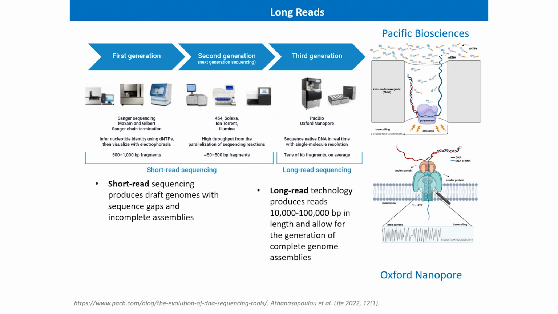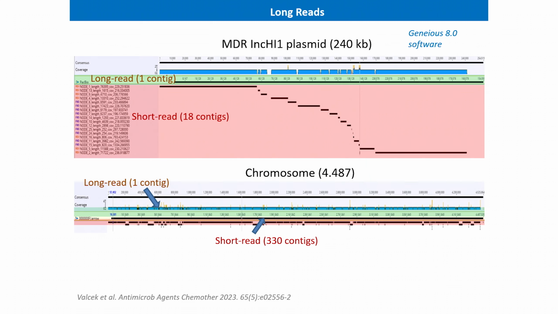And then long reads came in, of course, PacBio and Nanopore. You all know the technology behind both of them. So, for example, one of the plasmids, which is 240 kb, instead of having 18 contigs, it was one circular contig. But again, you can also see from the blue coverage that there are some parts that were actually missing from the Illumina. And then you end up with one contig for the chromosome, instead of 330 contigs.